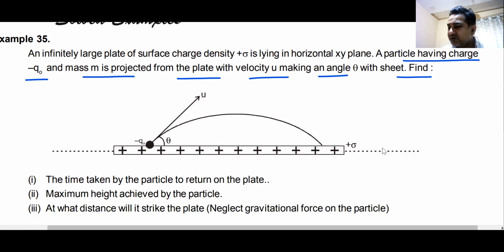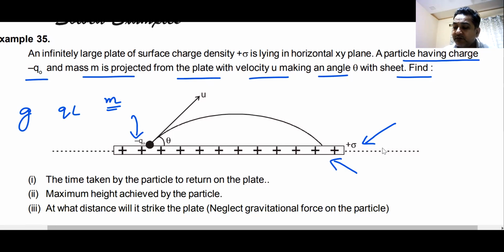Forget about that. This is a question of electric field. If there is no sheet and this is ground and there is no charge and this is mass, what does this question become? This is the question of projectile motion. The acceleration due to gravity was g. Here it will be QE by m. The acceleration. Q is the charge, E is the electric field.